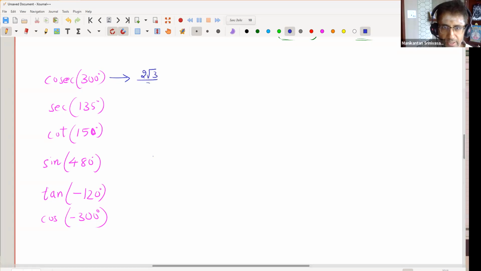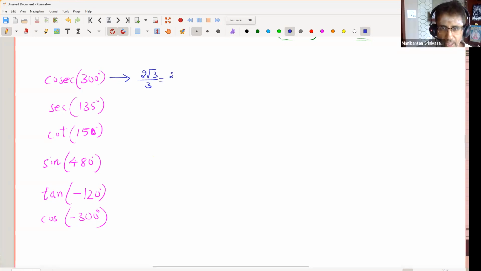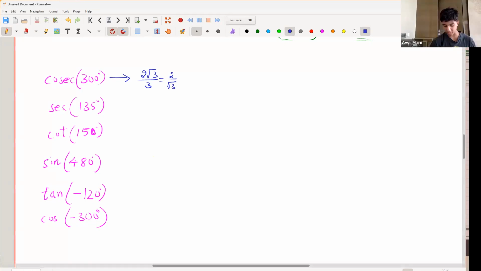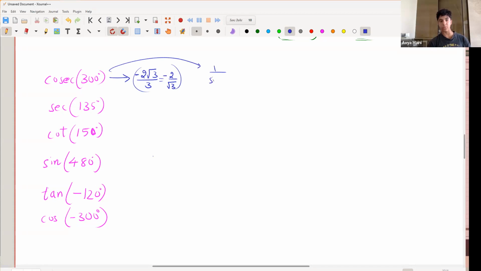Okay, all right. 2 upon root 3 or 2 root 3 upon 3, which is effectively the same as this. Okay, explain. I think it's negative. So cosec 300 is basically 1 upon sine 300, and sine 300 is minus root 3 by 2.